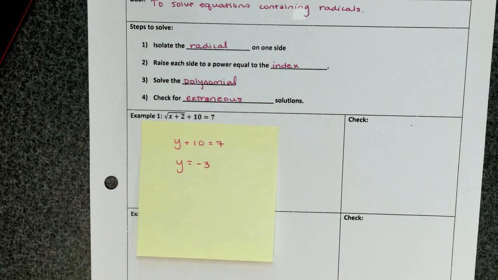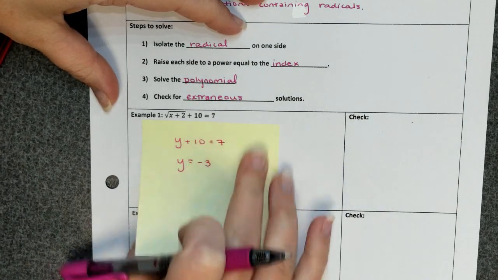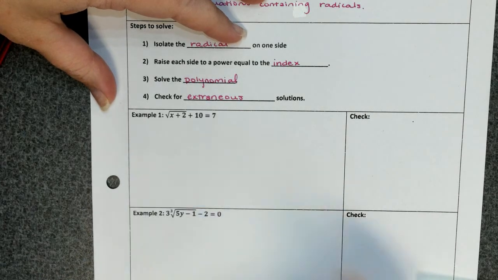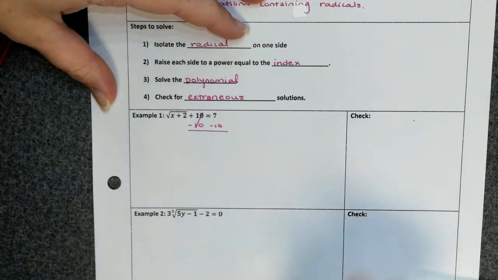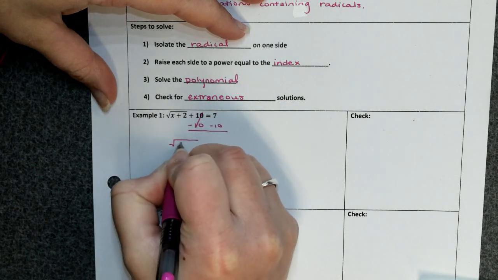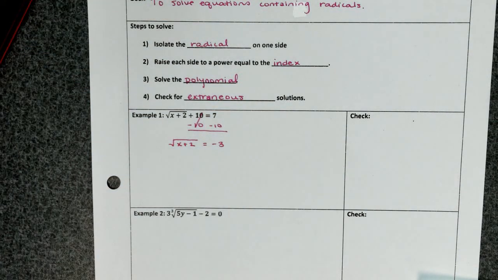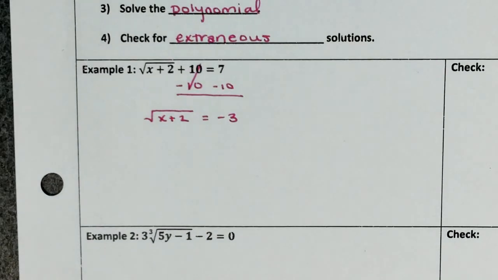Well, the y was just standing for that radical. So if you need to make it into a problem that looks more familiar to you, you can do that and then switch it back and say the radical equals negative 3. I don't mind leaving it, but if that looks confusing to you, then you're more than welcome to change it to a simpler problem or think about it as a simpler problem. Okay, we have the radical alone. We isolated it to one side. That's what step 1 said to do.